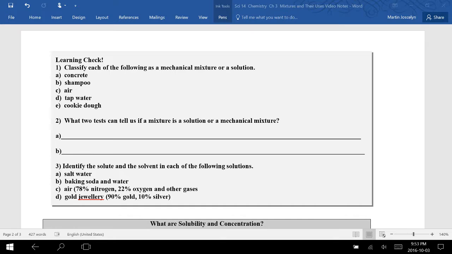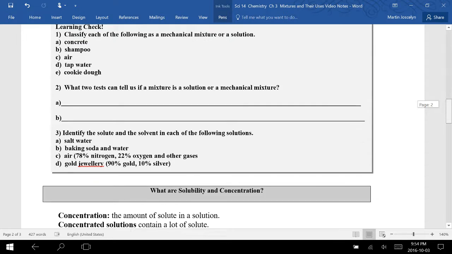D, gold jewelry. Gold jewelry is made up of 90% gold and 10% silver. Couldn't all be gold or else it'd be too malleable. So which one is my solute? And which one is my solvent? Let's keep going.